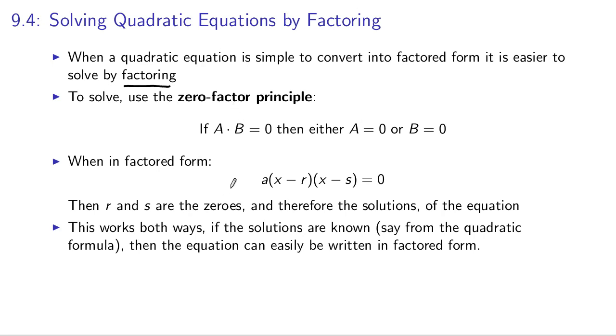So when in factored form, we have a, which is not 0, times x minus r times x minus s equals 0, then r and s are the zeros and therefore the solutions of the equation. So x is r, x is s are the solutions. And this works both ways. If we know the solutions, we can write the equation in factored form.